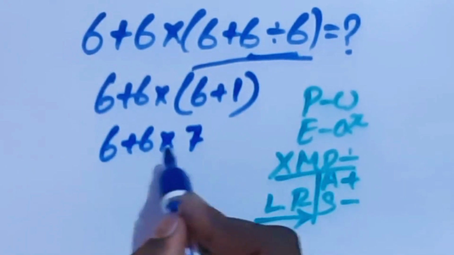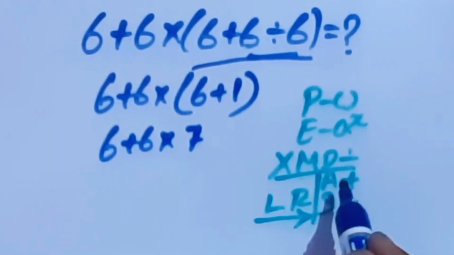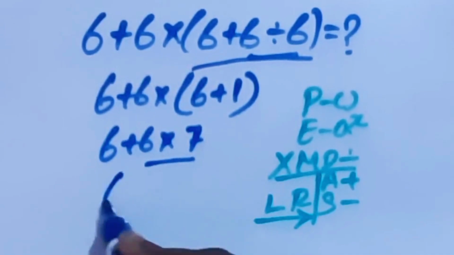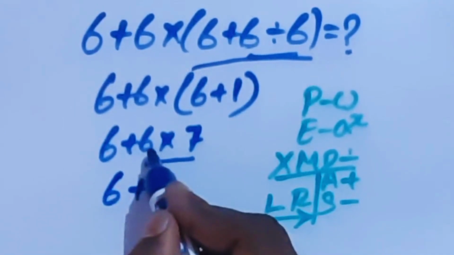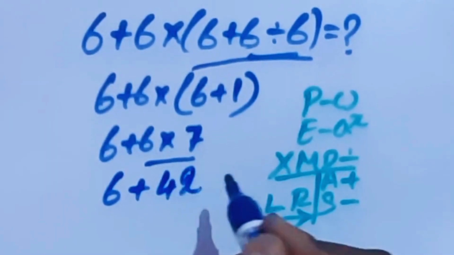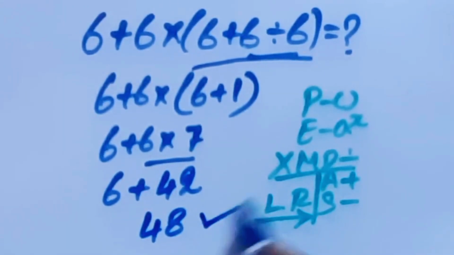Now we have addition and multiplication. Multiplication is higher priority than addition, so we have to do this multiplication before this addition. Here 6 plus 6 times 7 is 42. Now 6 plus 42 is 48, which is the correct answer.